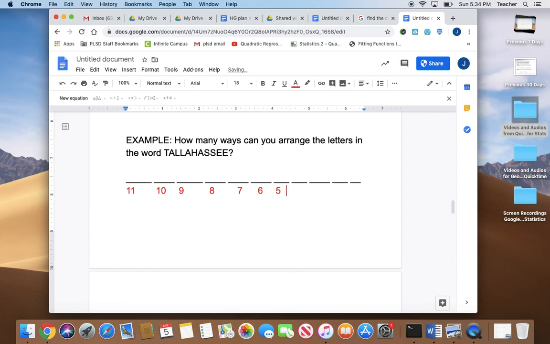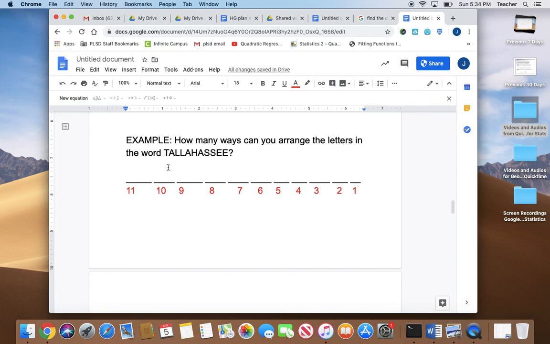The problem is that some of the letters in the word Tallahassee repeat. So you have more than one A, and you have more than one L, and you have more than one S, and you have more than one E. So in that case, when you rearrange those letters, you have 11 choices for the first letter, but then when you get to the next choice, you have to divide some of these permutations out.